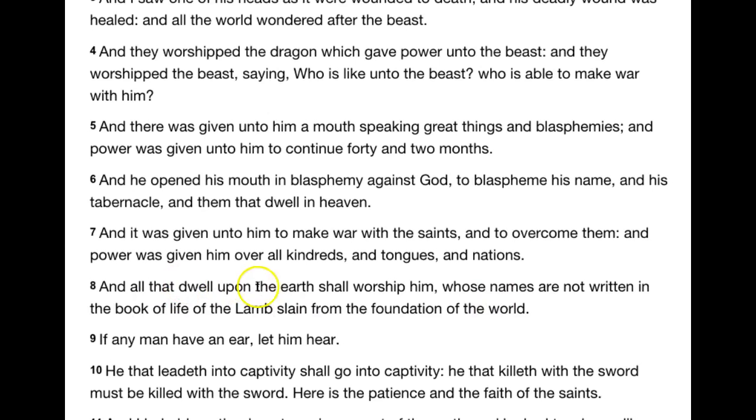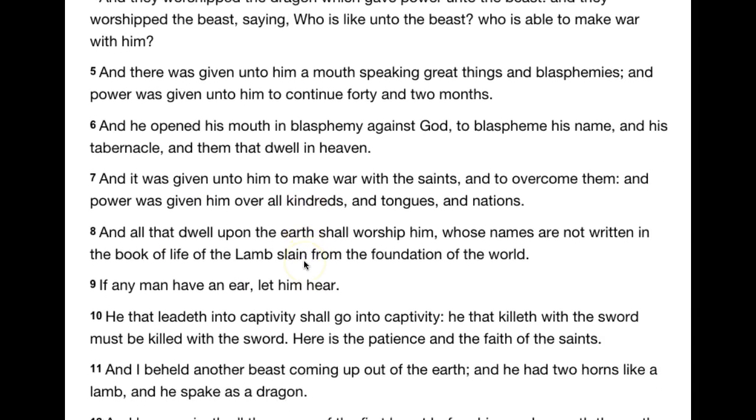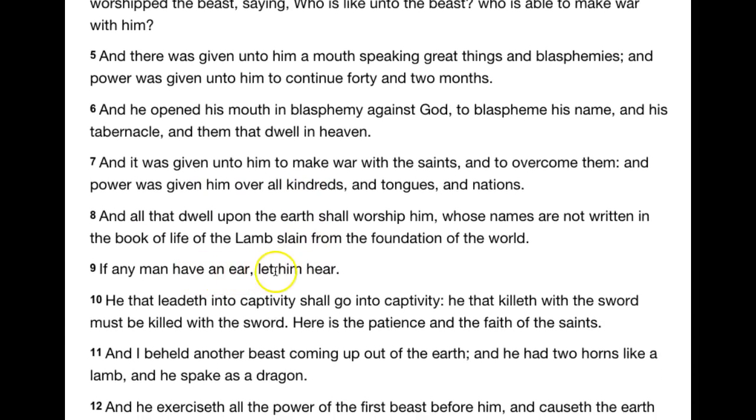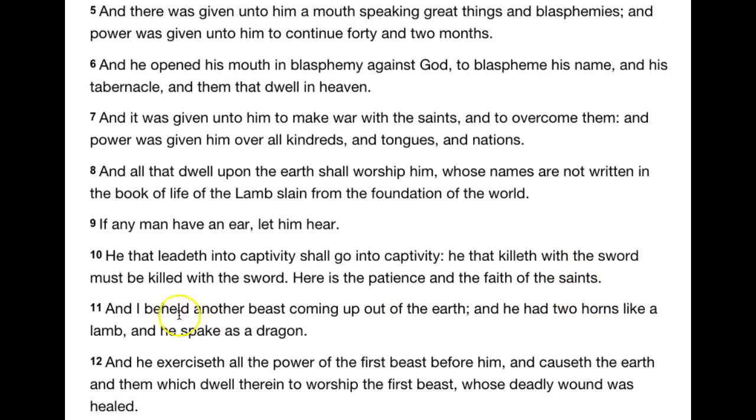And all that dwell upon the earth shall worship him, whose names are not written in the book of life of the Lamb slain from the foundation of the world." That's talking about the real Messiah, Yahusha. "If any man have an ear, let him hear. He that leadeth into captivity shall go into captivity. He that killeth with the sword shall be killed by the sword. Here is the patience and the belief of the Kadashim. And I beheld another beast coming out of the earth, and he had 2 horns like a lamb, and he spake as a dragon."